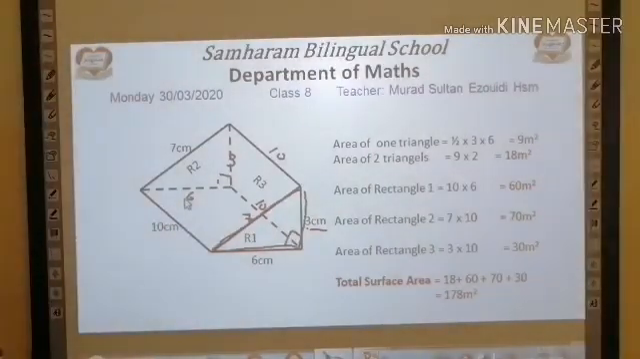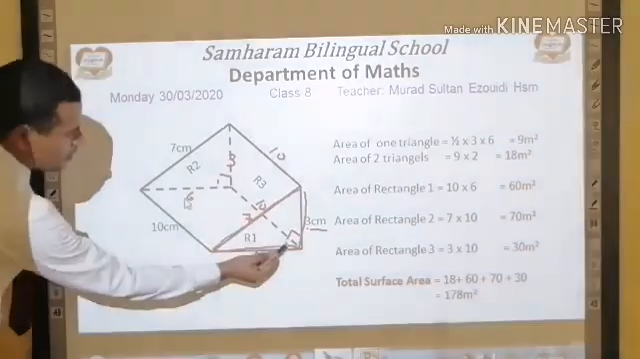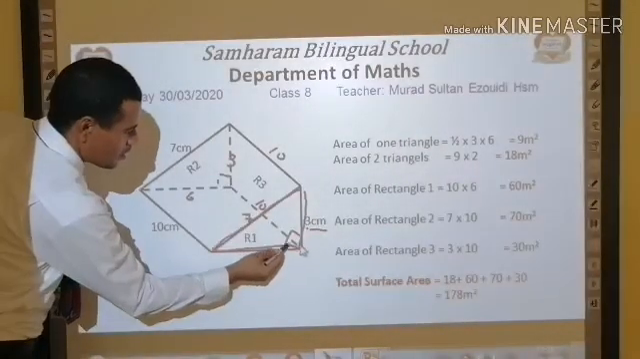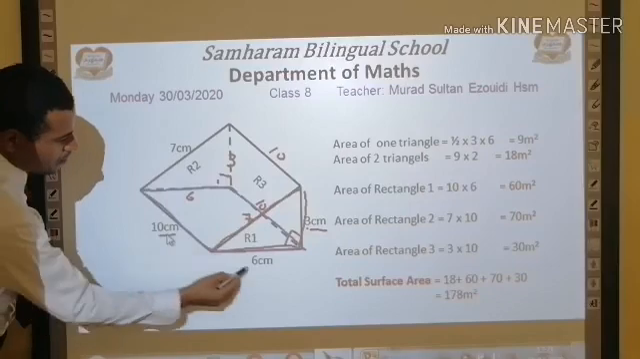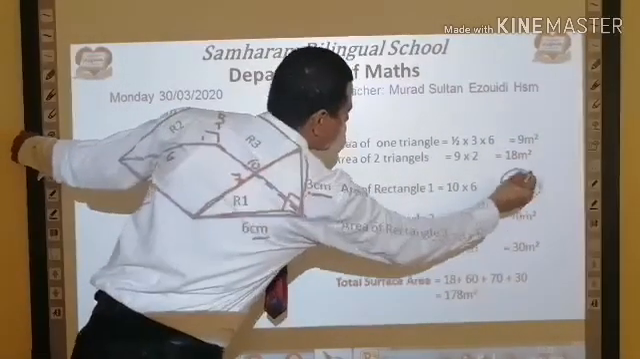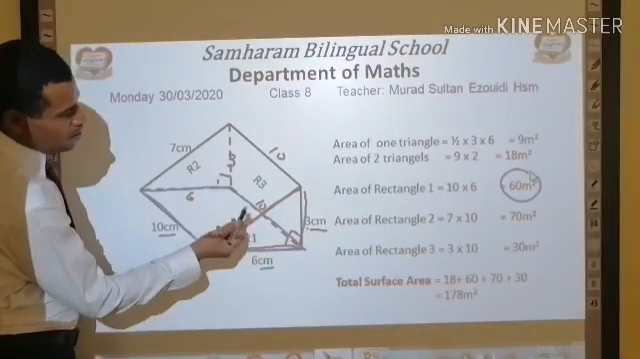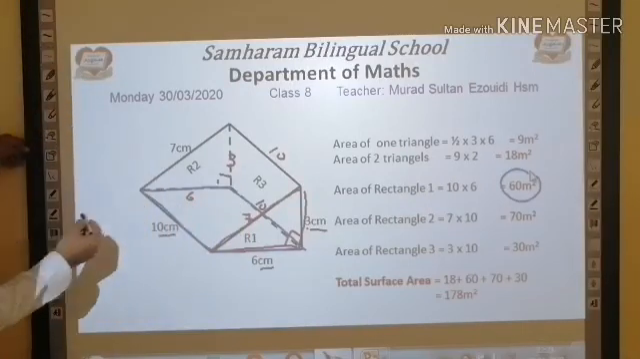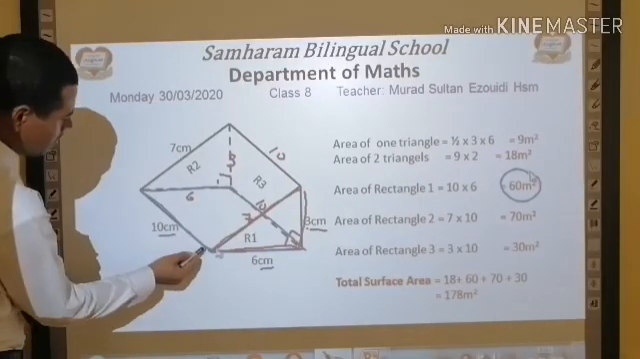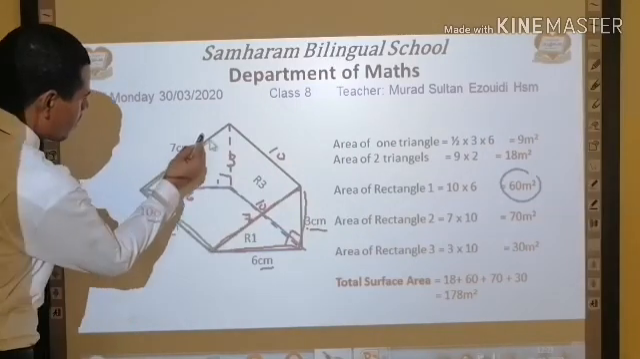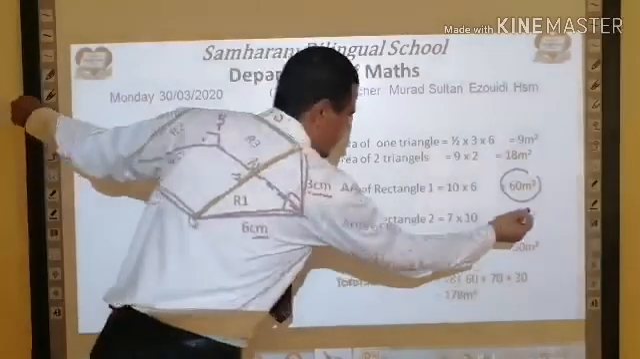So then we move to rectangle number 1. Rectangle number 1 is 10 multiplied by 6. 10 multiplied by 6 is 60. Then rectangle number 2. This one, it will be 7 multiplied by 10. This is rectangle number 2. It will be 70 meters square.